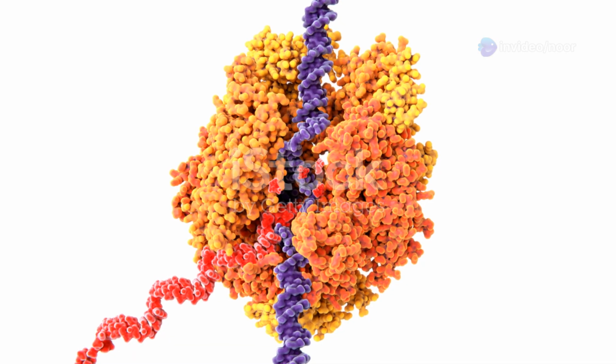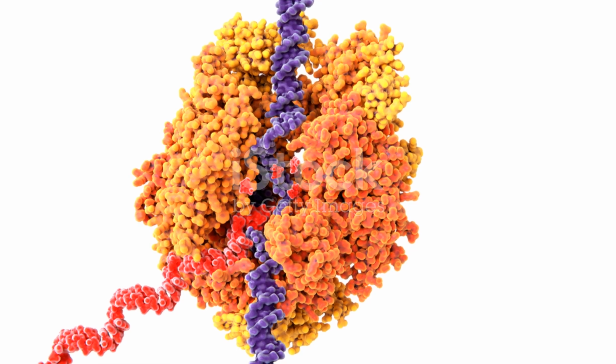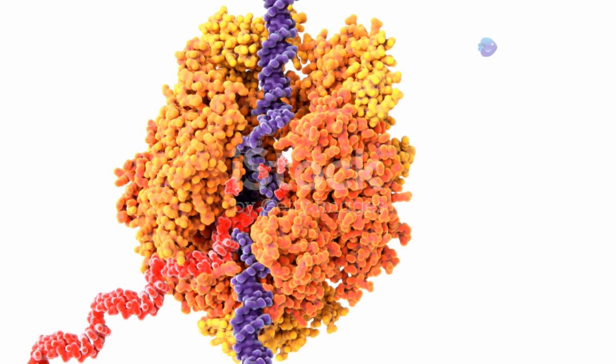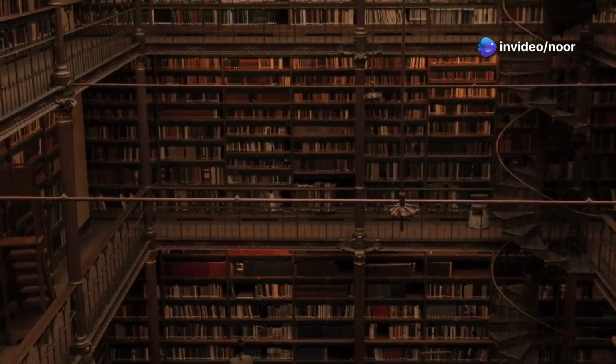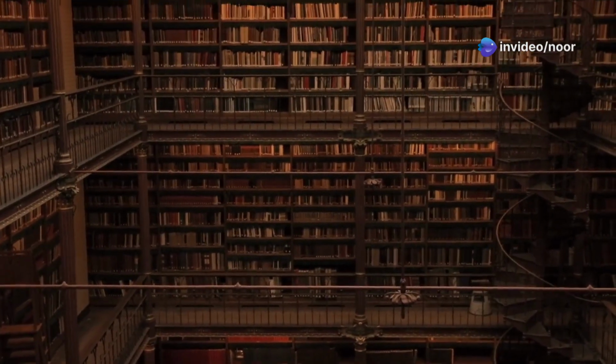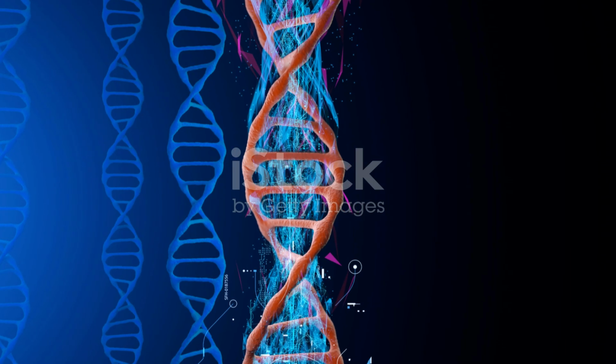Our cells are bustling factories, constantly producing the molecules necessary for life. This intricate production process, where genetic information encoded within our DNA is used to create functional products like proteins, is known as gene expression. Think of DNA as a vast library filled with blueprints. Each blueprint holds the instructions for creating a specific protein.